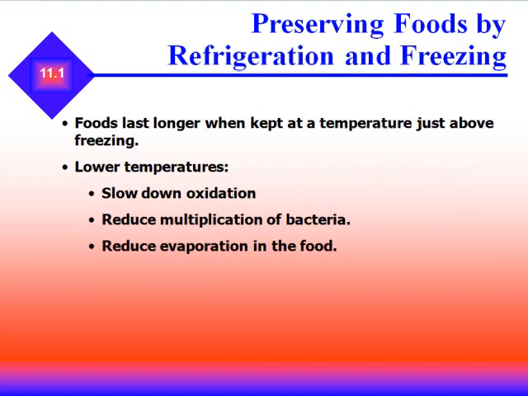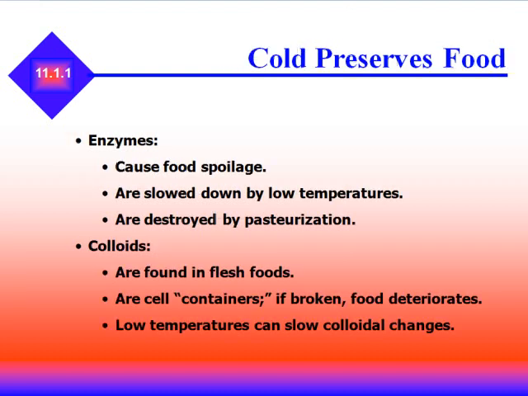Foods last longer when they're kept at a temperature just above freezing. The lower temperatures slow down oxidization, reduce multiplication of bacteria, and reduce evaporation on the food. What we want to do is prevent enzymes which cause food spoilage, and we want to make sure we slow them down by these low temperatures, and we want to keep them destroyed by pasteurization.